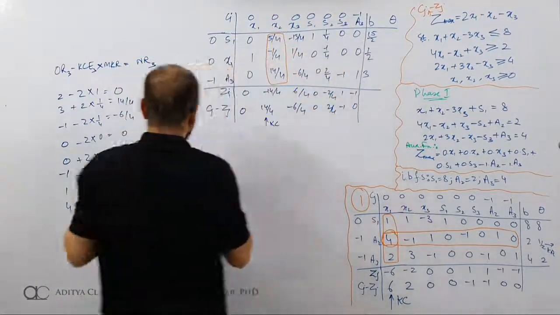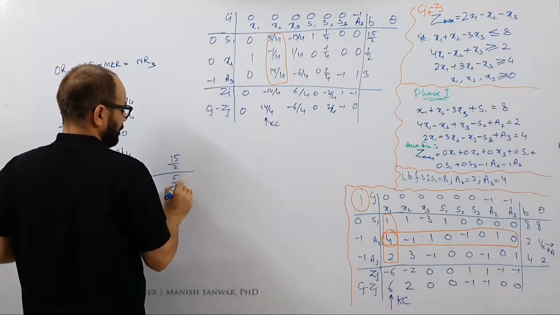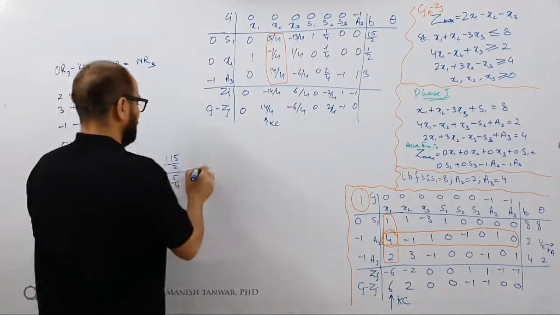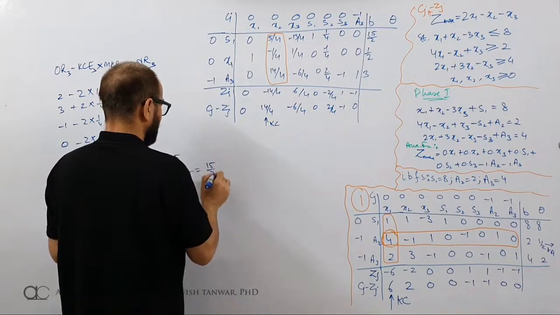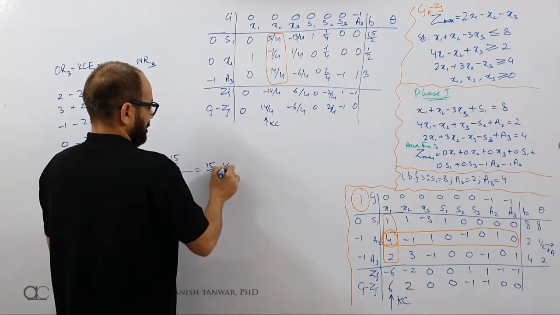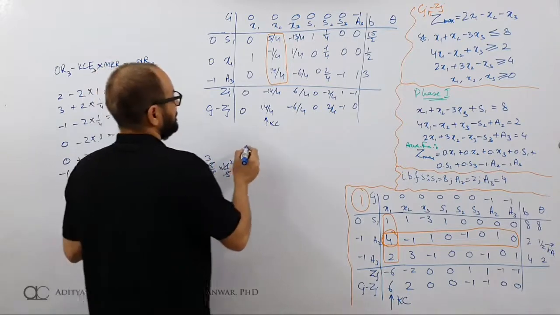15 by 2 divided by 5 by 4. From now onwards, I won't be writing it like this. We'll directly flip it. So 15 by 2, this flip would make it a 4 by 5. If you cancel them, you get 5, 3, it is a 6.